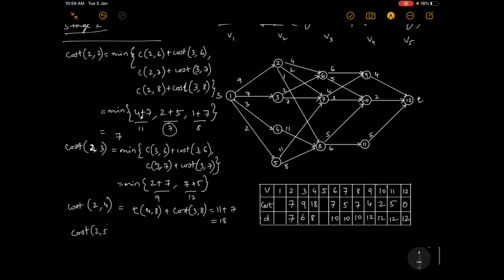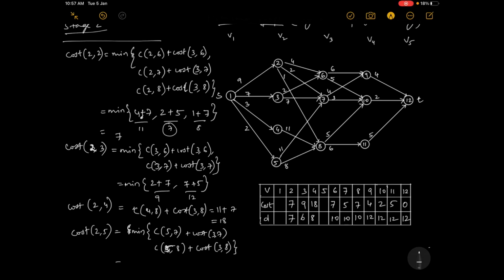Cost of 2 comma 5. Now again it has to, so I'll write it, you please observe it. C of 5 comma 7 plus cost of 3 comma 7, correct? C of 5 comma 8, this is 5 comma 8, plus cost of 3 comma 8.